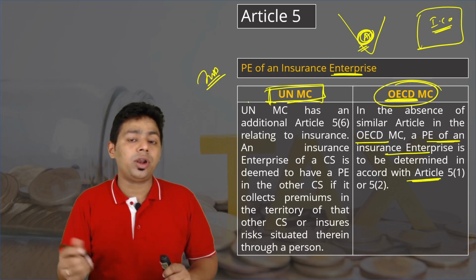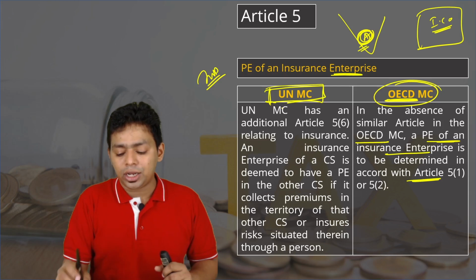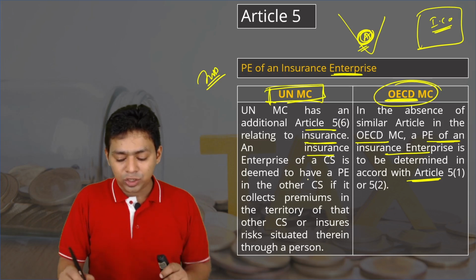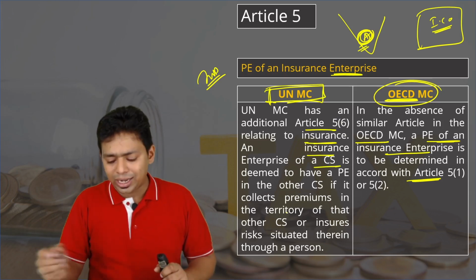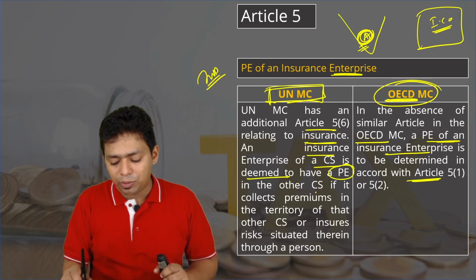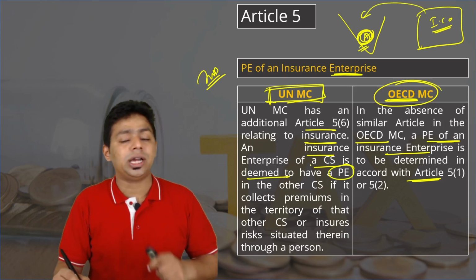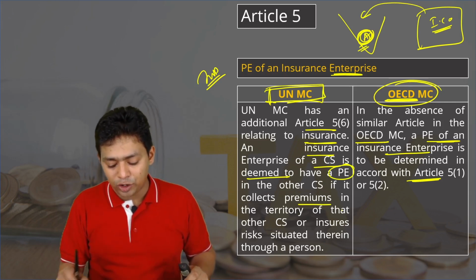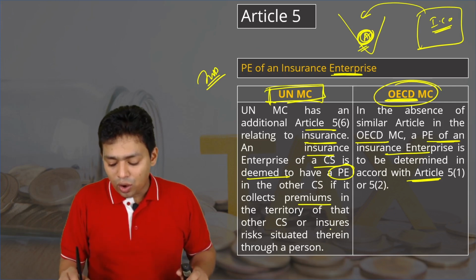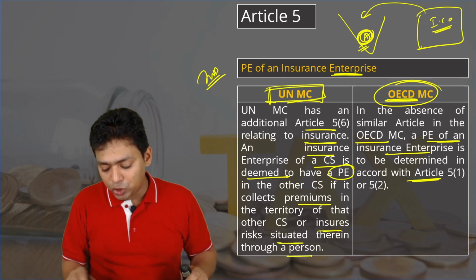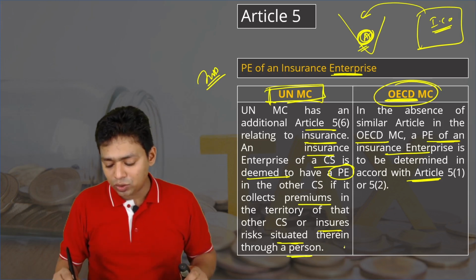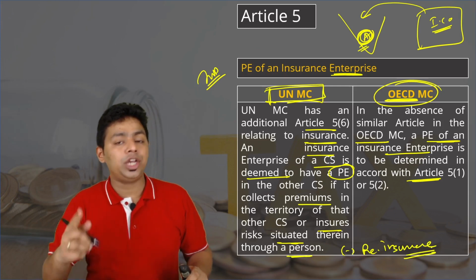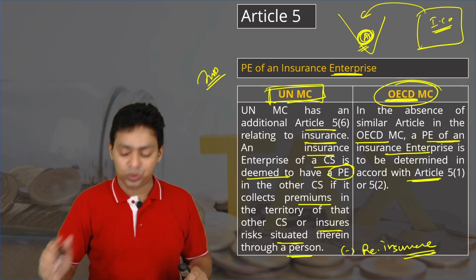Now let us talk about what is there specifically for the United Nations. The United Nations Model Convention has an additional Article 5.6 relating to insurance. An insurance enterprise of the contracting state is deemed to have a permanent establishment in the other state. So this company will be considered as deemed to have a permanent establishment in the other state if it collects premium in the territory of that other contracting state or insures the risk stipulated therein through a person, that is an agent. But this clause is not applicable for reinsurance. Okay. This is not applicable for reinsurance. Reinsurance means when an insurance company takes insurance, that is reinsurance.